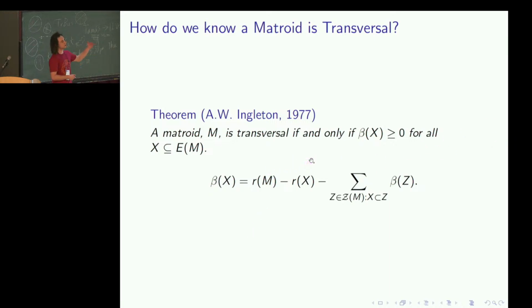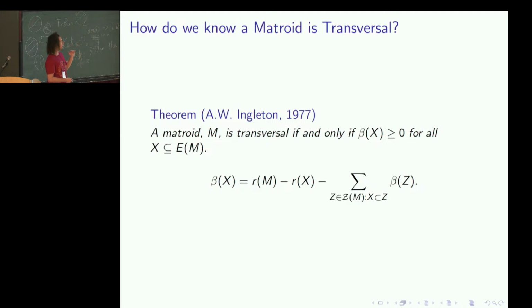So what we do is we calculate this beta value on every set X. It's sort of a recursive formula, so we start at the top. We calculate beta for the whole ground set, which is going to be 0, and then we move down. When we get to a certain set X, the beta value of that set is going to be the rank of the matroid minus the rank of the set minus the sum of all the beta values of cyclic flats that contain that set.